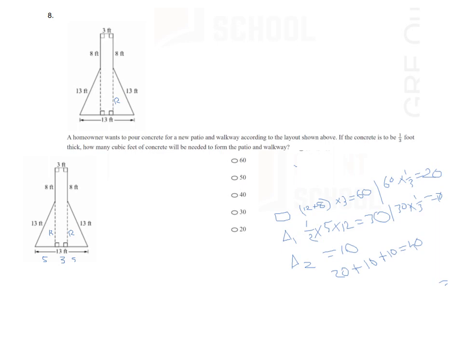And for the right triangle, we'll also get the area along with the cubic feet, 1/3 foot thick concrete, we get 10. Now add those. 20 plus 10 plus 10 equal to 40. So we will need 40 cubic feet of concrete. The question will be easy to solve if we think of the figure as a rectangle and two triangles and find the area. And then we can use the given information, how many foot thick the concrete is. So our correct answer is option C, that is 40.